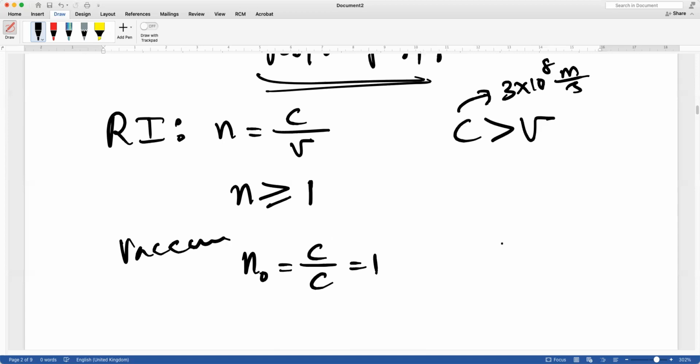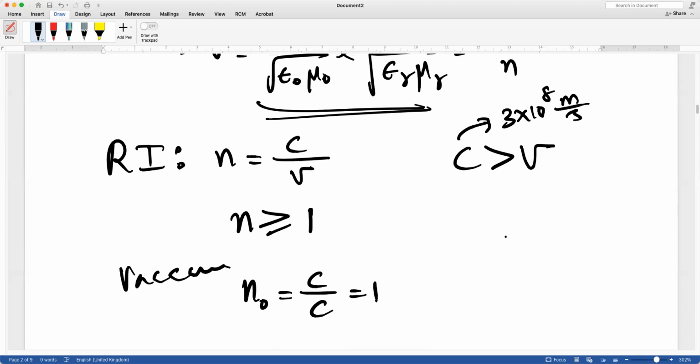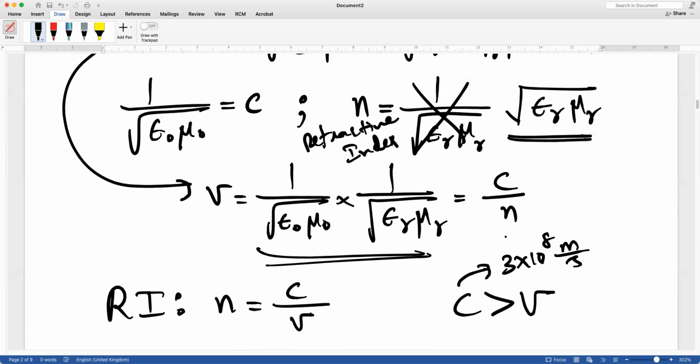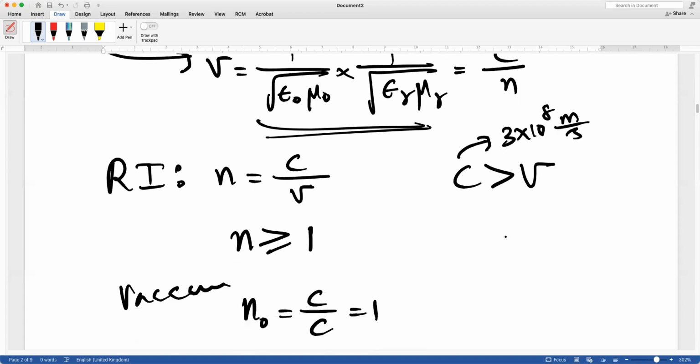If you take glass, it will be around 1.5. Water is something like 1.35. So different materials will have different refractive indices, and that can be calculated by the square root of epsilon r mu r. Is that okay?